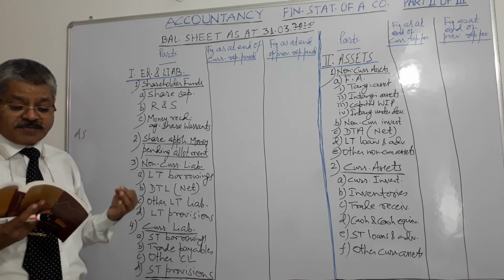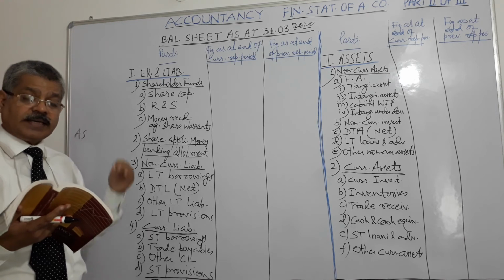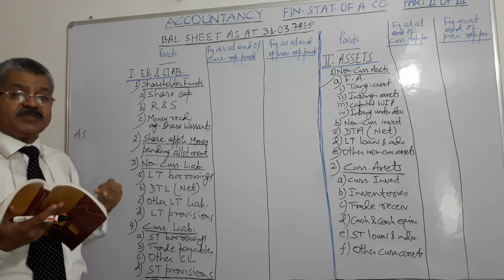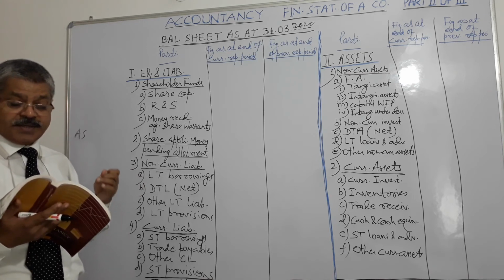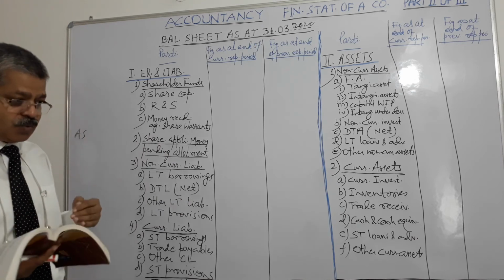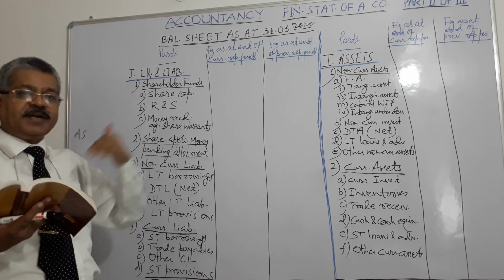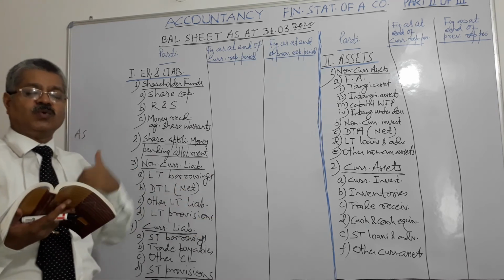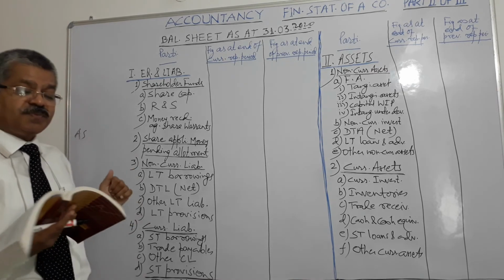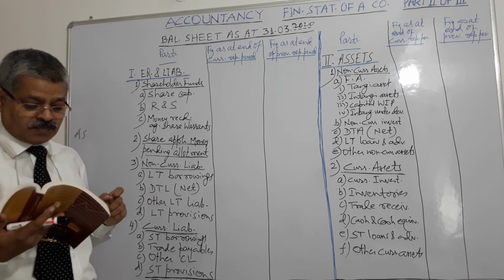Capital redemption reserve, these amounts are transferred following redemption or purchase of a company's own shares. Suppose earlier I am the company, I had issued shares. Now I am redeeming those shares, purchasing those shares back. So that money is transferred to capital redemption reserve, right?